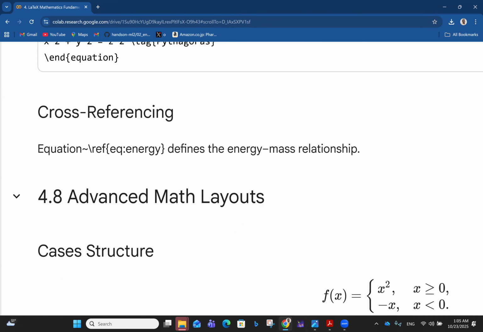Then you can have cross-referencing. I think we saw an example of this before. So equation ref, e.g., EQ energy defines the energy-mass relationship. If you want a bracket for the equation number, you use eqref. If you don't want a bracket, you just use ref, without the eq.